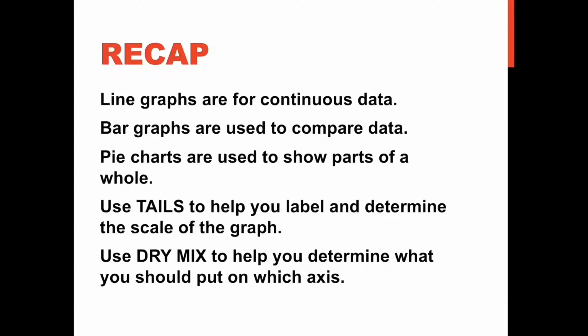So let's do a little bit of recap. We know that line graphs are for continuous data. Bar graphs are to compare data. Pie charts are used to show parts of a whole. We use TAILS to help label and determine the scale for graphs. And we use DRY MIX to help determine what we should put on which axes.